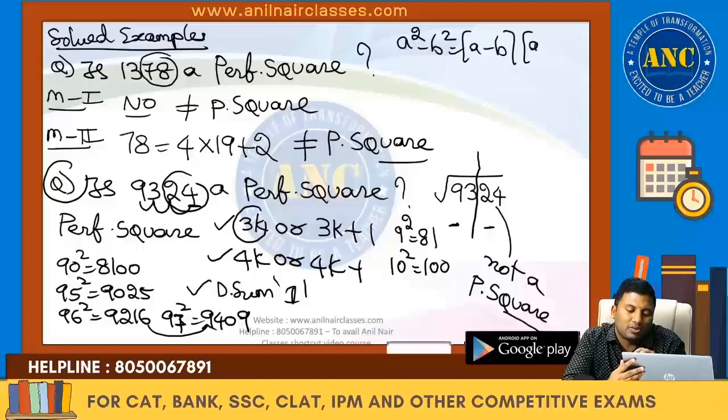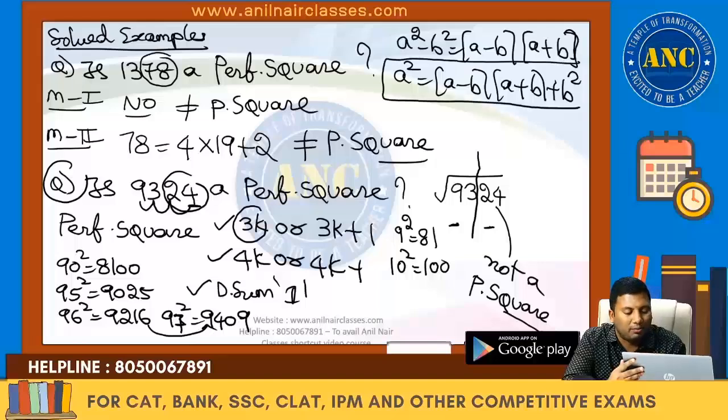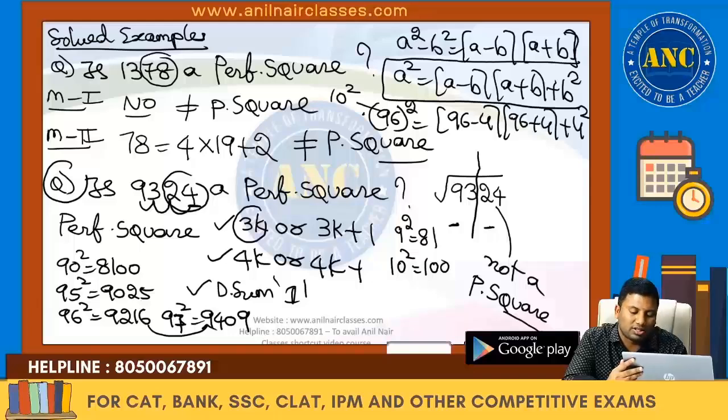A square minus b square is (a minus b) into (a plus b). So that means a square will become (a minus b) into (a plus b) plus b square. This is the logic which I use to find the square of a number very fast. Suppose it is 96 square, a is 96. 96 is nearer to 100. The difference is nothing but 4. So the answer is (96 minus 4) into (96 plus 4) plus 4 square.